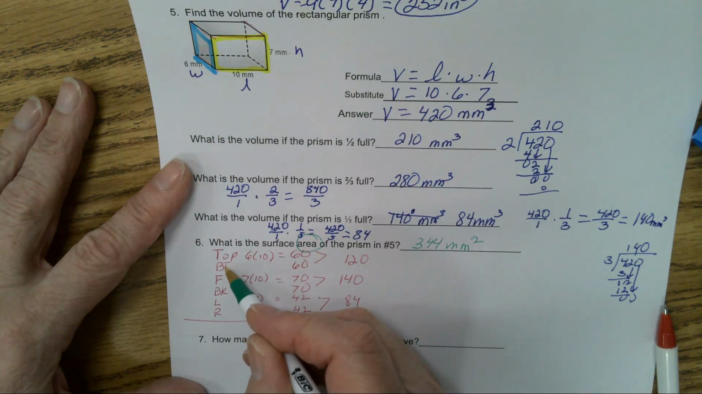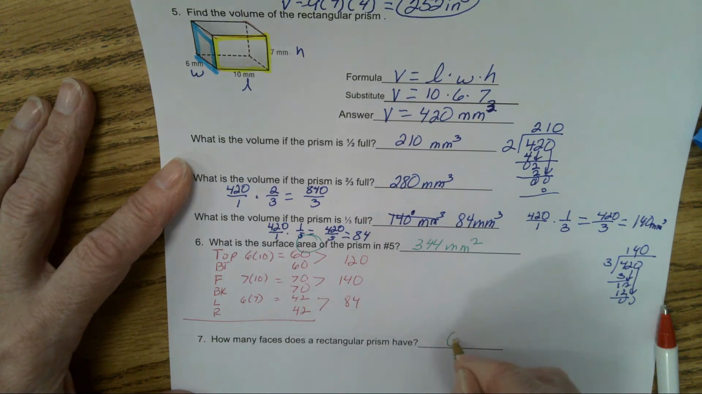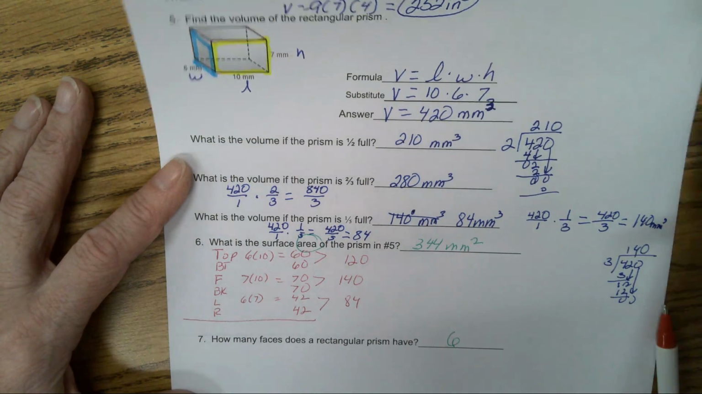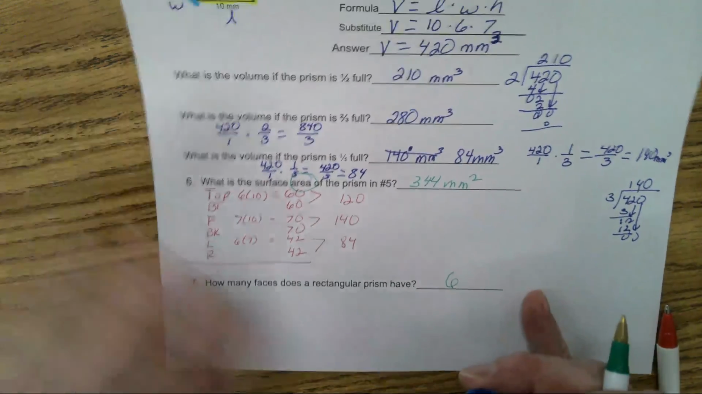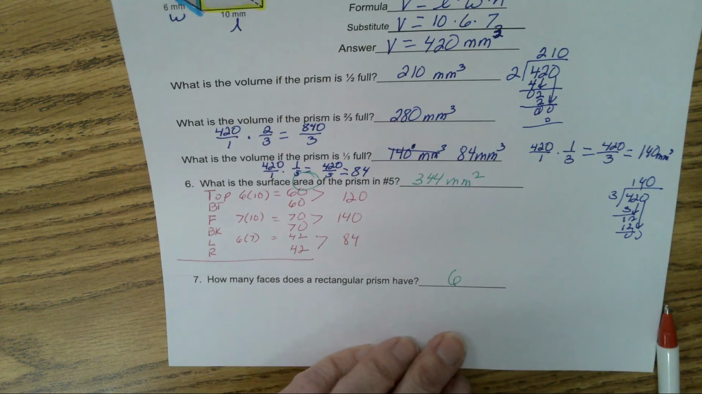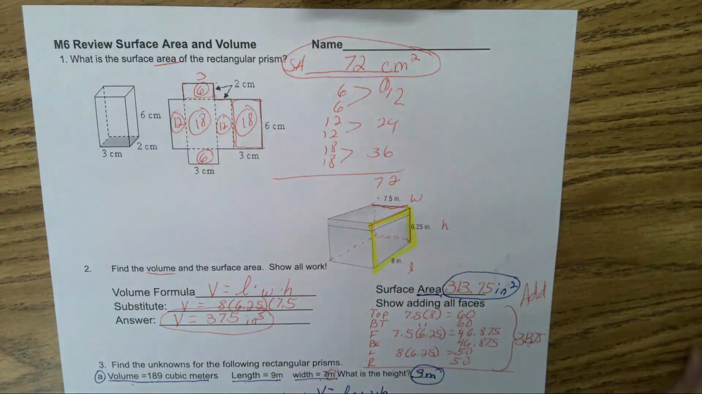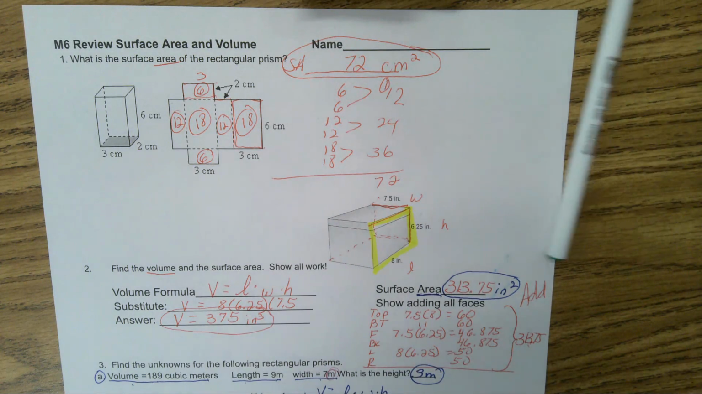Now, number 7. How many faces does a rectangular prism have, kids? 1, 2, 3, 4, 5, 6. It's always 6 because they have a match. Unless you're finding the surface area of a box with the top cut off, then that stays open. All right, any questions on that? Okay, well those are all things that are going to be on your test, and I think that you'll do a nice job on them.